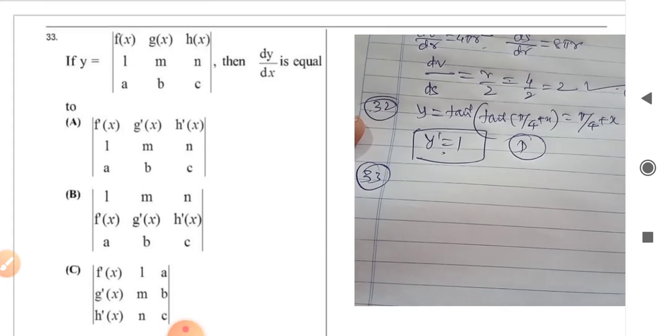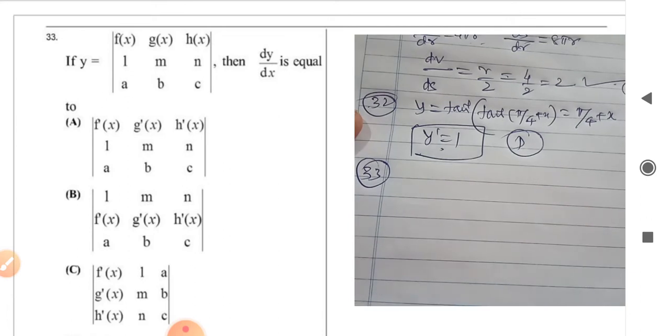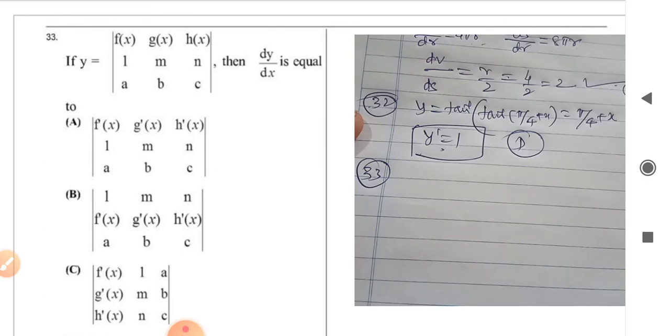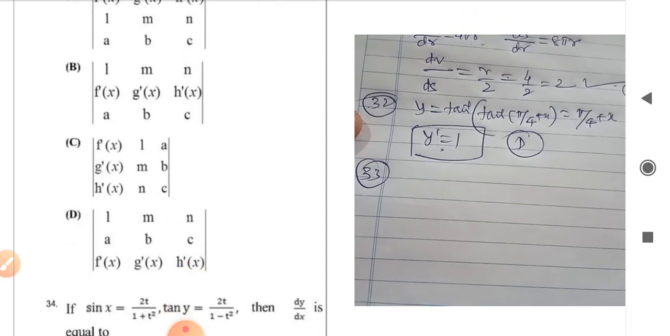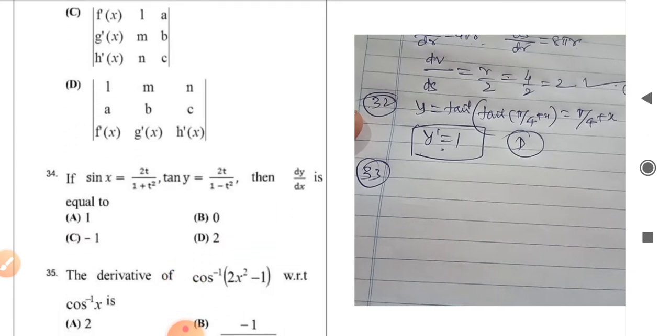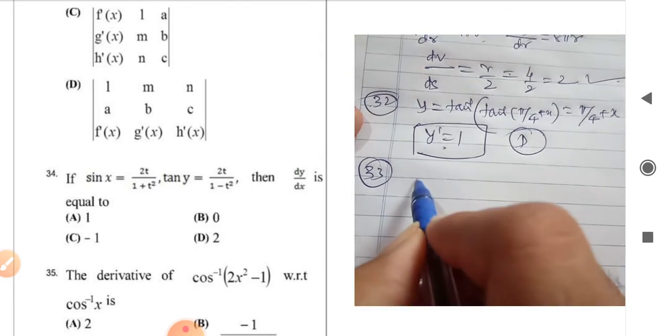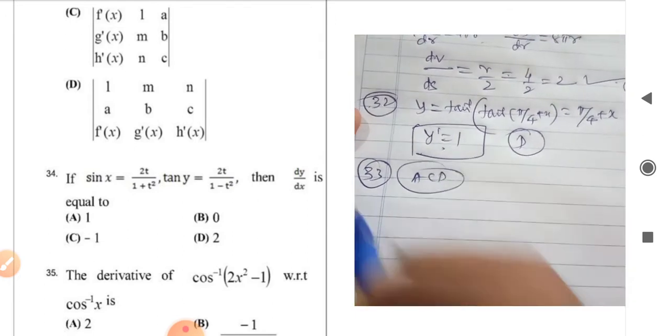When you differentiate a determinant, the rule tells us to differentiate the first row, plus the second row, plus the third row, and then simplify. But here the second and third rows are constant, so they go to 0. We leave them. Only the determinant with first row f dash, g dash, h dash remains, but written in the form of C, rows as columns, and the last option is simply a twice interchange of rows. So ACD are correct. It was a grace mark. ACD, all three are correct here.